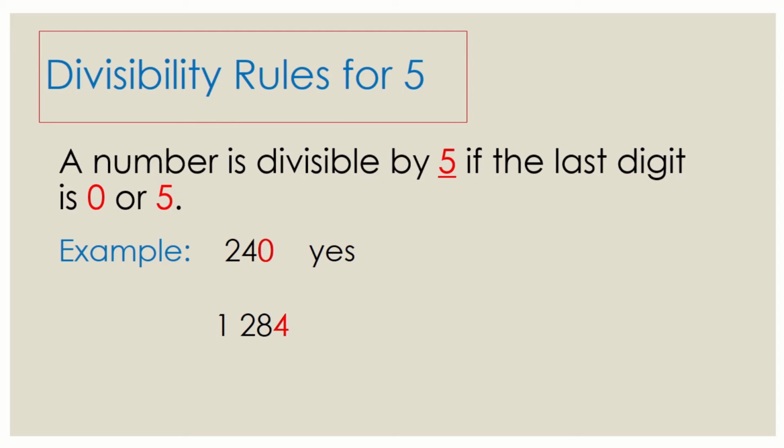1,284. If the last digit is 0 or 5, since it's not, so no. 12,343. The last digit is not 0, it's not 5. So no. 12,455. The last digit is 5. So according to the rule, if the last digit is 0 or 5, it's a yes.